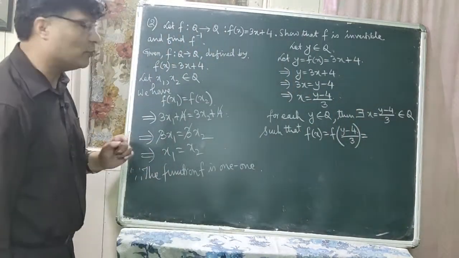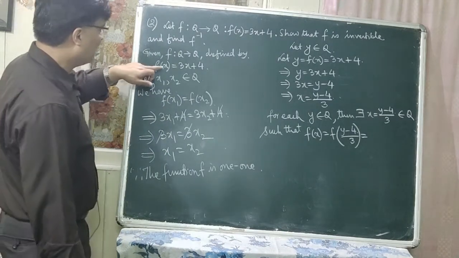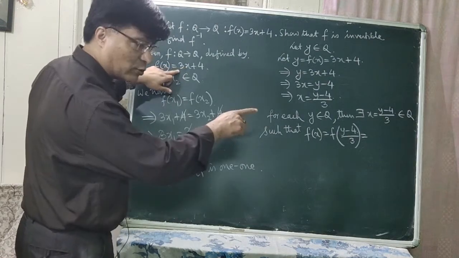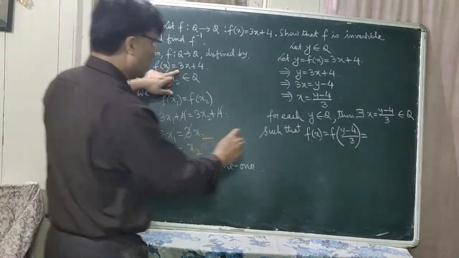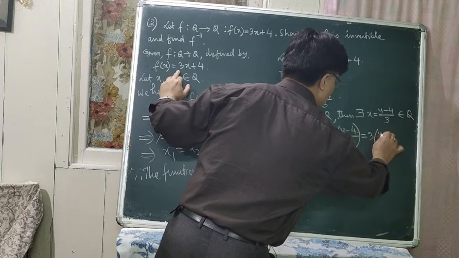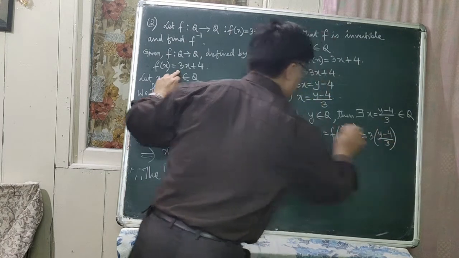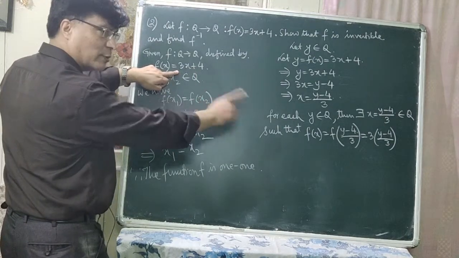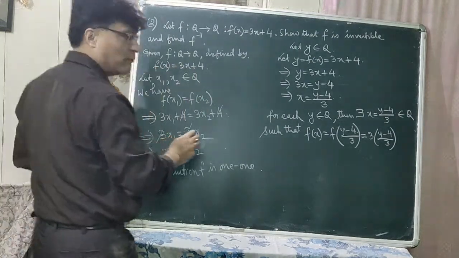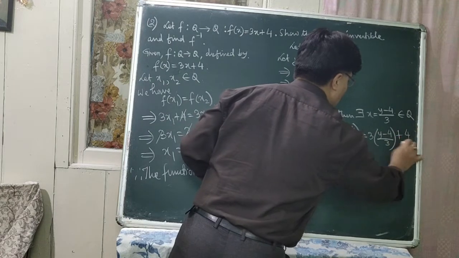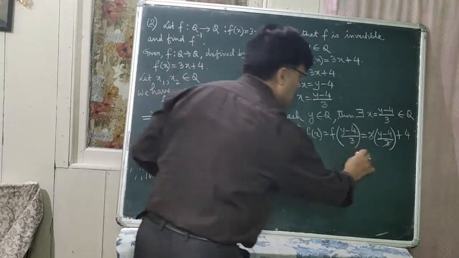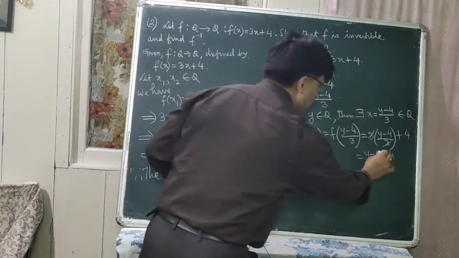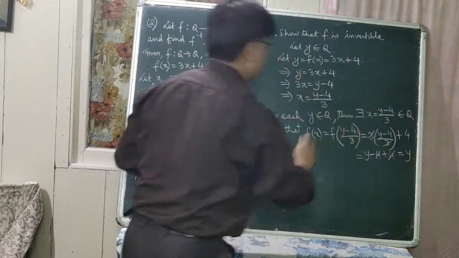Which is equal to, now here f of x is equal to 3x plus 4. So instead of x you have to write (y minus 4) by 3, isn't it? So 3 into (y minus 4) divided by 3. Is that correct? So 3 into, instead of x you put (y minus 4) by 3, then plus 4. Here 3 gets cancelled, so which is equal to y minus 4 plus 4. Here 4 gets cancelled, which is equal to y.